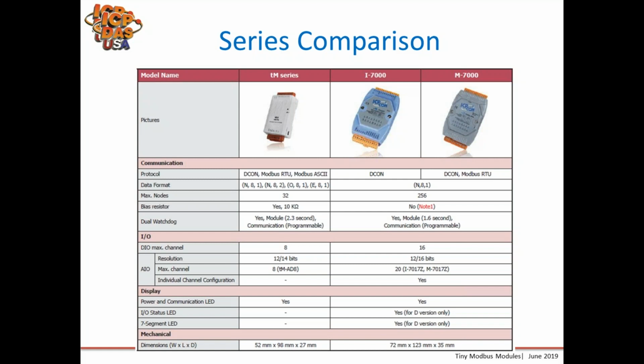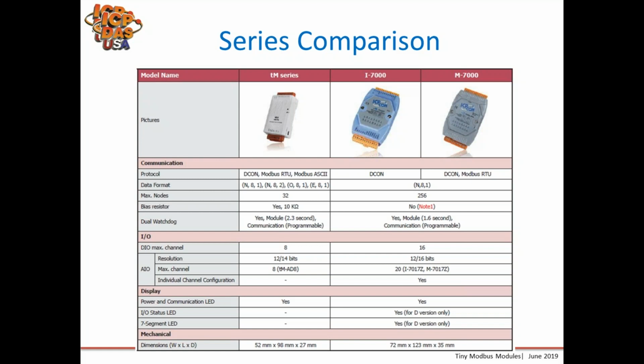Let's see, the TM series is made for low I/O count applications. Note it's a smaller module in profile, but it's also got fewer terminals for wiring, so therefore fewer channels. The M7000, i7000 would be for higher I/O counts or applications where you need more than the 256, or I'm sorry, more than the 32 nodes.